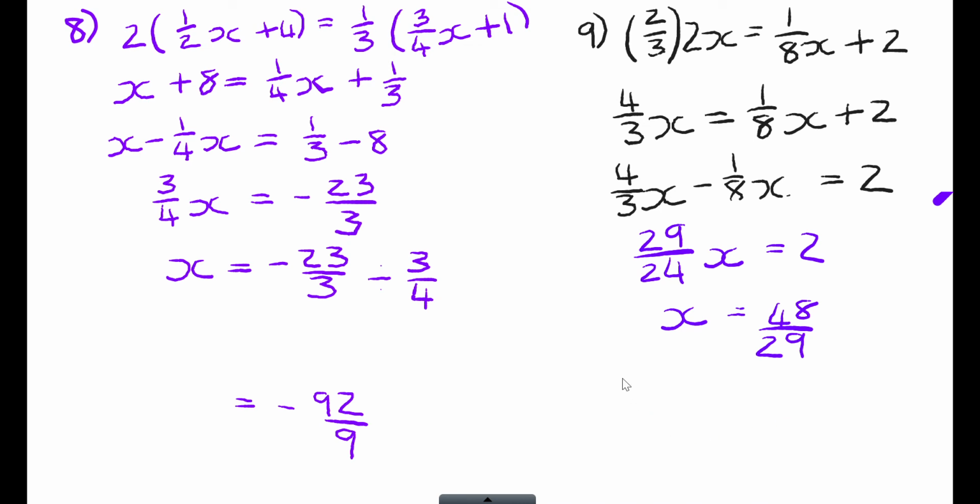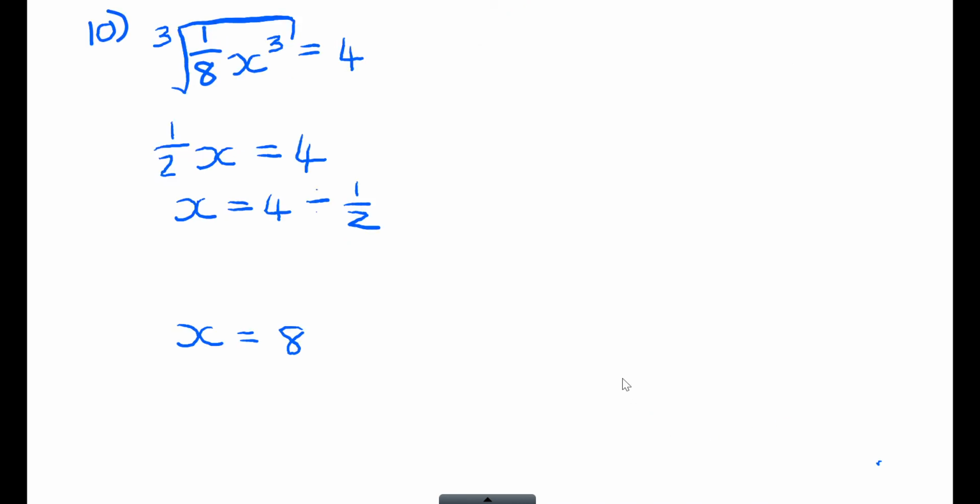Okay, but then the last one, cube root of 1/8 will be 1/2. Cube root of x to the power 3. To the power of 3 and the cube root cancels each other out, so that's why I only have left x. Okay, now it looks like our previous sums. So to get rid of this coefficient, I'm going to take it over and say 4 divided by 1/2, and that's going to give you 8.